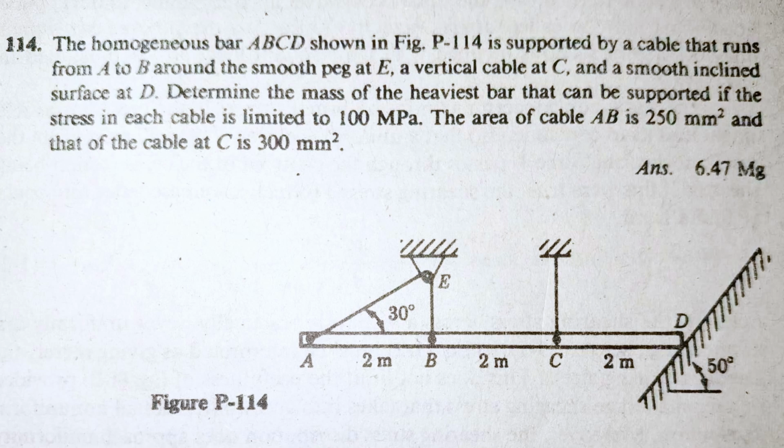surface at D. Determine the mass of the heaviest bar that can be supported if the stress in each cable is limited to 100 megapascal. The area of the cable AB is 250 square millimeters and that of the cable at C is 300 square millimeters. Again, this is on page 15 of the book Strength of Materials, 4th edition by Pytel and Singer.